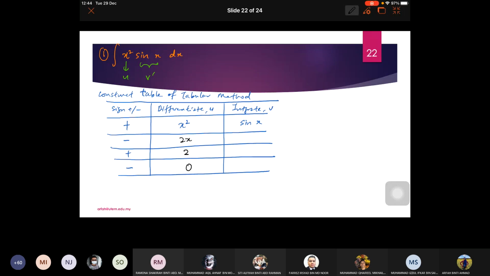Then cuba integrate. Integrate sin x dapat apa? Negative cos x. Integrate negative cos x, negative sin x. Okay, integrate negative sin x, cos x. Okay. So ini adalah awak punya tabular. So cuba tulis dulu. Saya bagi masa.